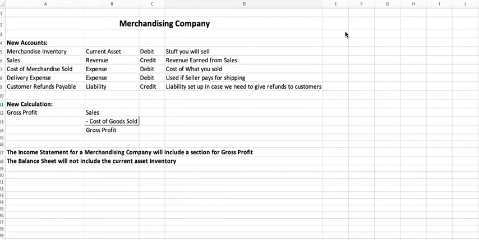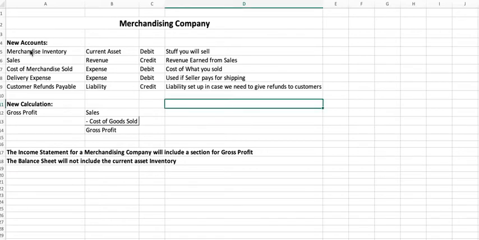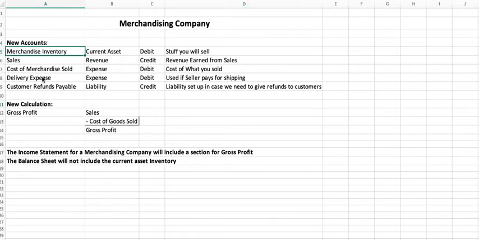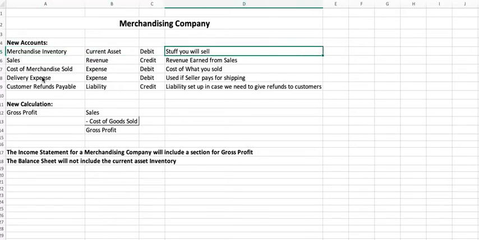Hi, today we're going to talk about a merchandising company. A merchandising company sells merchandise to make a profit. So we have a couple of new accounts. The first account is merchandise inventory. Merchandise inventory is a current asset with a debit balance, and that represents the stuff that you will sell.